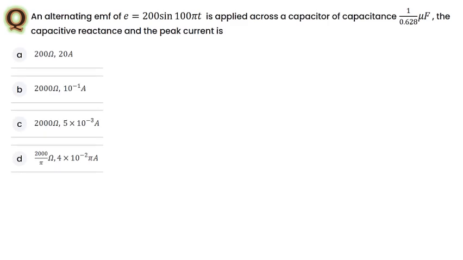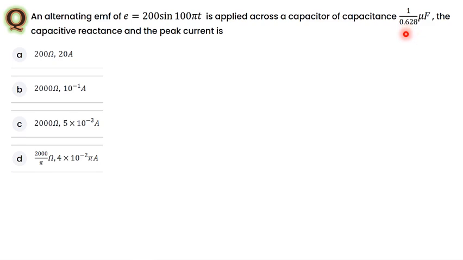The next problem, this is quite interesting. It's a very easy problem. An alternating EMF E equal to E naught sin omega t, or V equal to V naught sin omega t. V naught value we know, omega value we know, is applied across a capacitor of capacitance. The C value they have given is 1 divided by 0.628. Simple, this one divided by 2 pi. The pi here is 3.14.